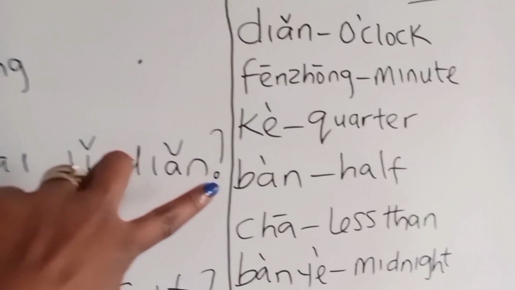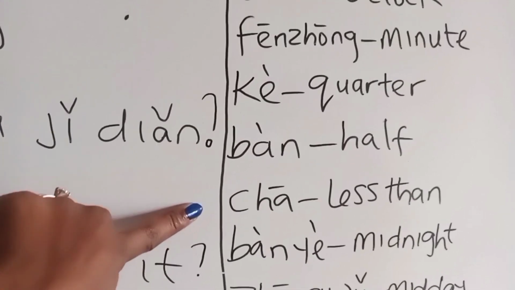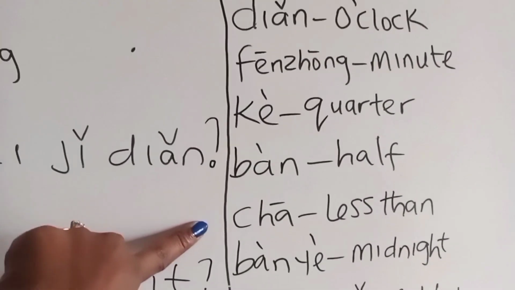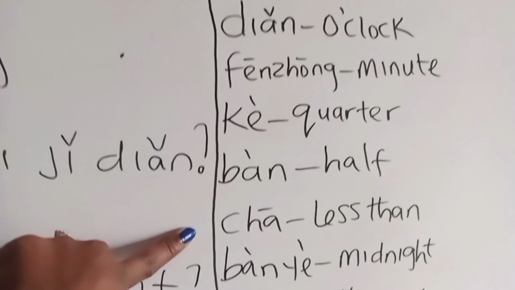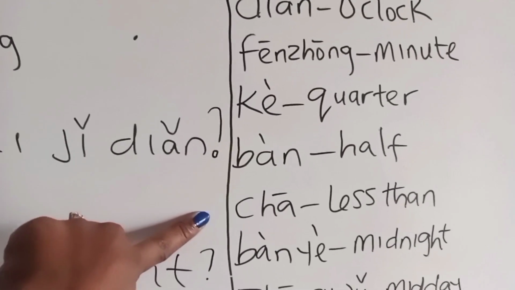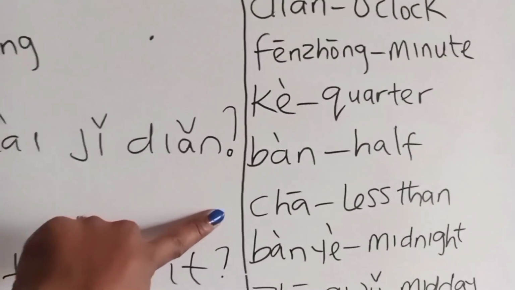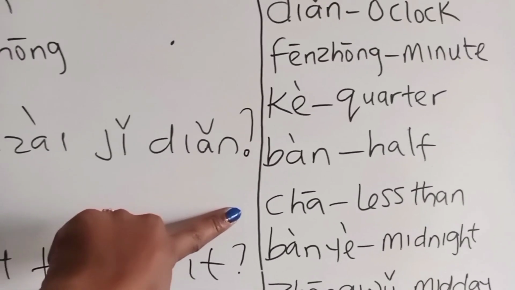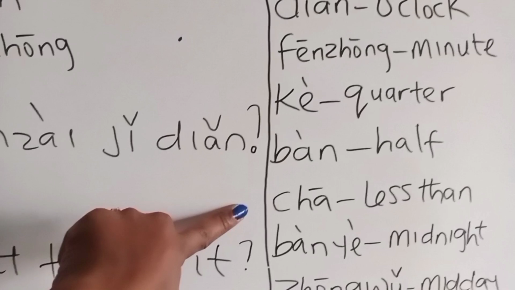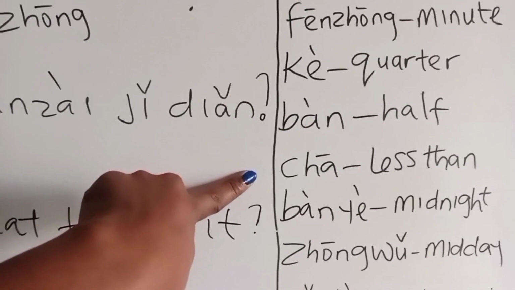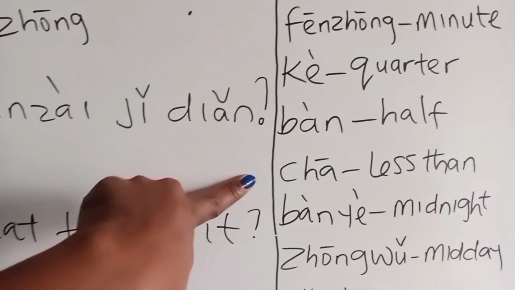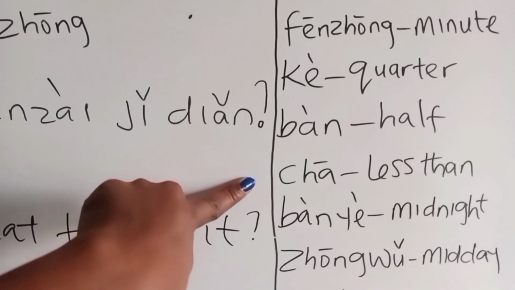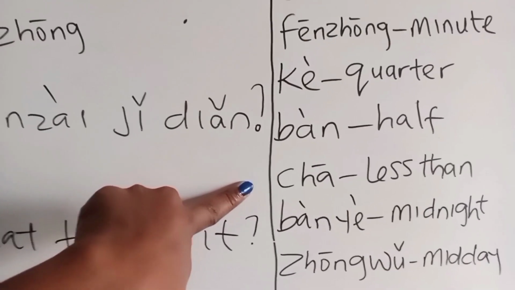Ban is half. Then this is cha. Cha is less than. If it is remaining 10 minutes before 2, you will say 2 o'clock is liang dian. So you say liang dian cha 10分钟. 10 is 10. 分钟 is minutes. So when you say 2点差10分钟, you are saying it is 10 minutes short of 2 o'clock.